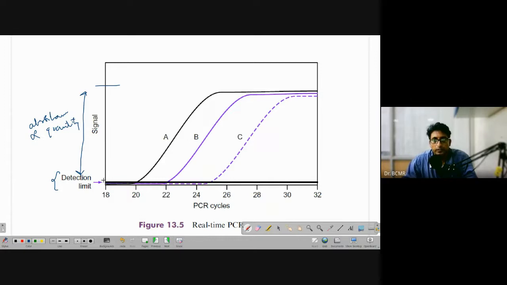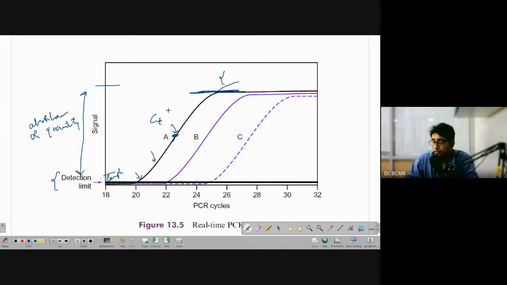If there is more template, then the detection of the product would be much faster, and we will see an increase in the concentration of the product. Here we are detecting fluorescence and calling it the concentration of the product. Beyond this, it could have been more, but the machine cannot detect it; there will probably be a machine limit where it is not proportional. If a product is detected early, like in this case, that means the template must have been higher. So this point is called the CT value.